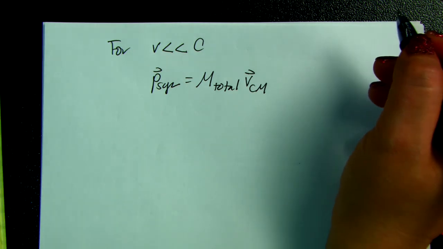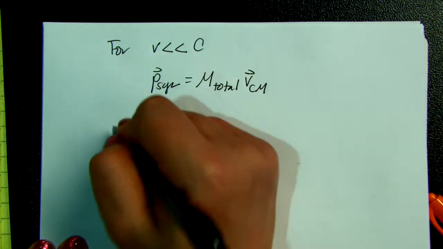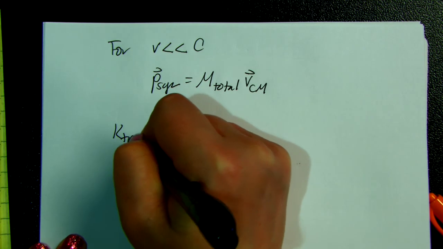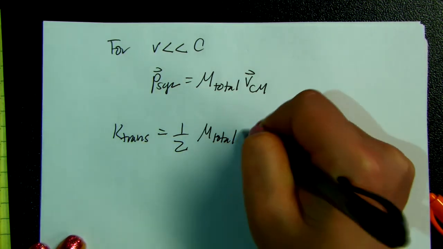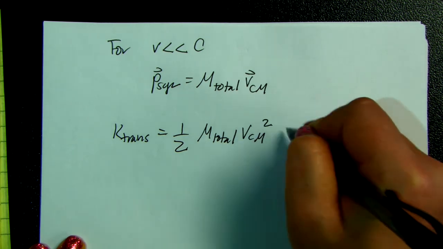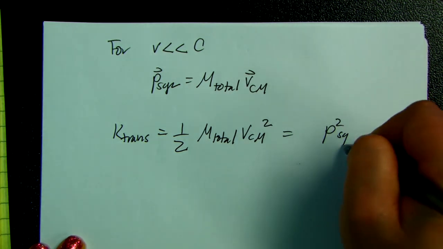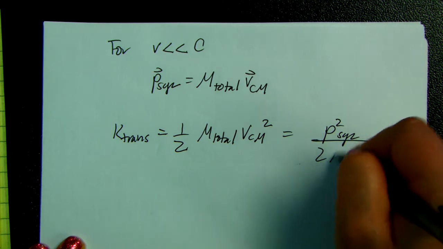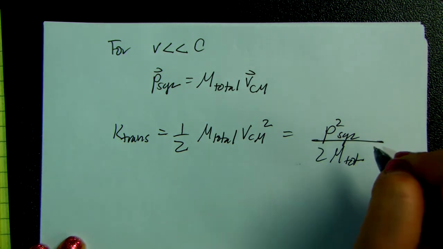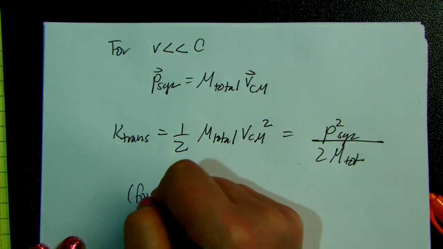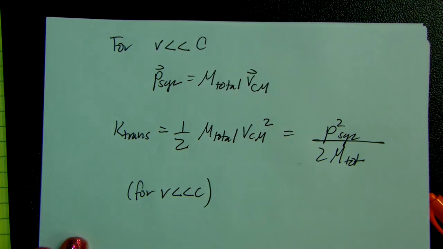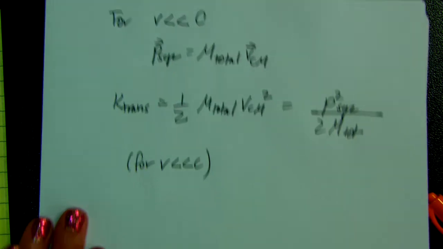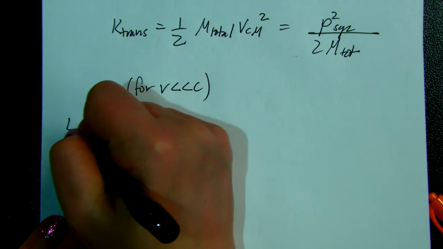And if we bring it around to energy, K translational is equal to 1/2 M total VCM squared, which is equal to P squared of the system divided by 2M total. All right, so same thing we've been doing, we've just fleshed it out now to think about systems as more than just point particles. All right, so let's do an example.